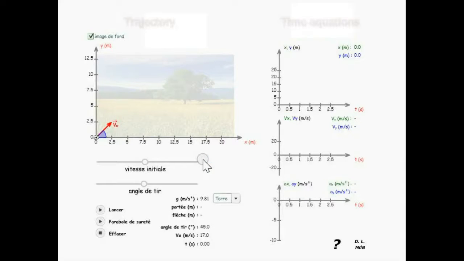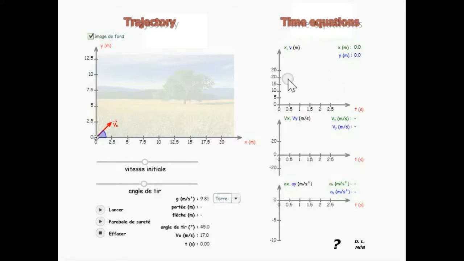Here is a simulation showing the motion of a projectile. It is launched with a velocity v0, as you see here. We are going with the angle which is mentioned here, 45 degrees. See what is the motion of the trajectory.